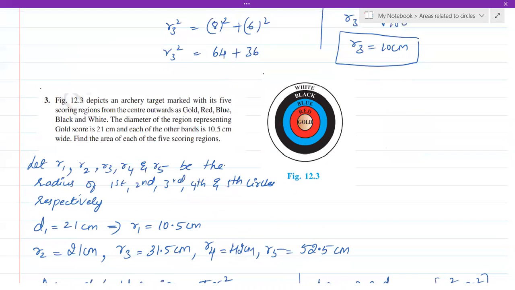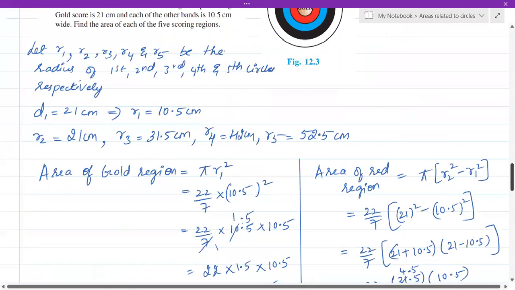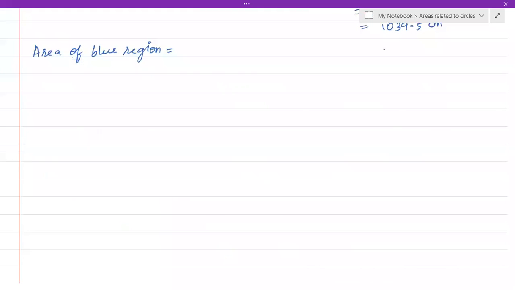Still, if you have not understood, let me do it again. It's very simple. This is the blue region which I'm shading. How does it look? It looks like a circular ring. So we're going to use the circular ring formula. I know there is a circle inside, but forget about that circle. Just concentrate on the second circle and the third circle. The region that I've shaded is a circular ring. For each area, we are going to use the circular ring formula, except the first one, the gold region.